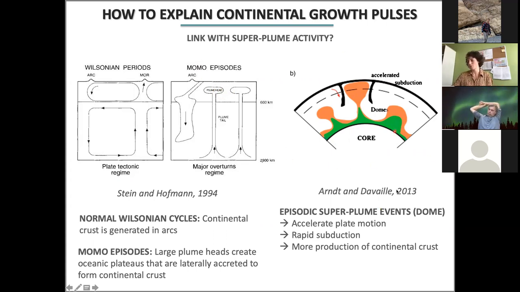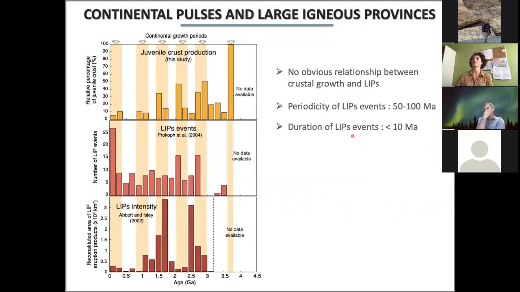Another model that has been proposed more recently, and that is also based on plume or superplume activities, is the model of Arndt and Davaille. In this model, they suggest that superplume events, which are shown here as domes, accelerate plate motions. These trigger rapid subductions. And if you have rapid subduction, you have an increased production of continental crust, so the growth pulses.